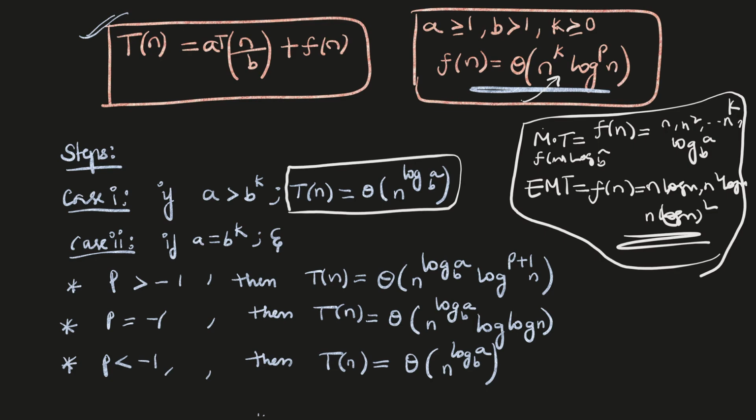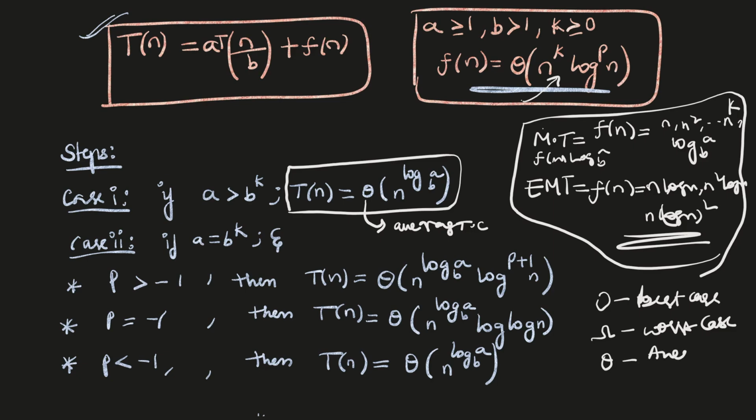Theta is nothing but the average time complexity. Big O is nothing but best case, and omega is nothing but worst case. So this lies in between, which is theta. It is nothing but the average case.